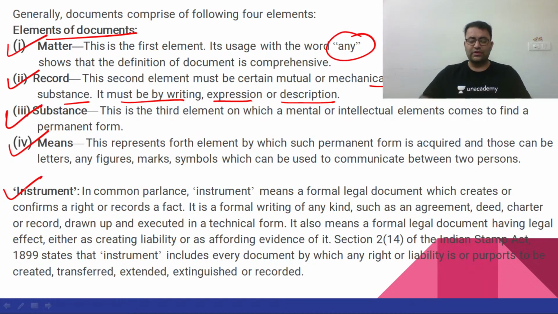So now please remember, what do you mean by document and instrument? What is the difference by reading this? The difference between a document and an instrument will be, document means where there is something meaningful written on it. It could create a legal relationship or it could not. Whereas an instrument is a document by which a right is actually created, transferred, extended, extinguished, or recorded. So it does create a legal relationship. Okay, that's the basic difference between a document and an instrument.